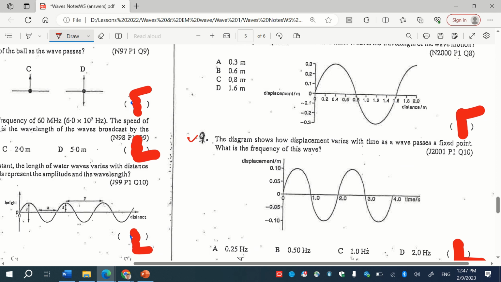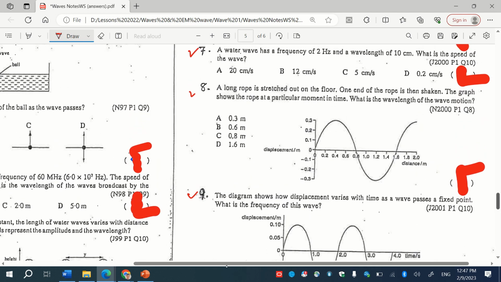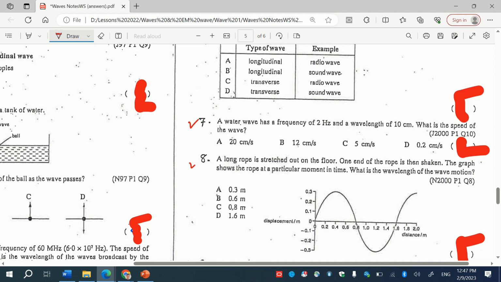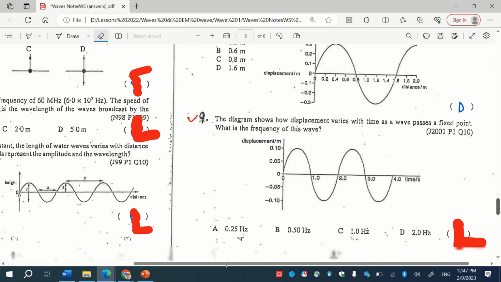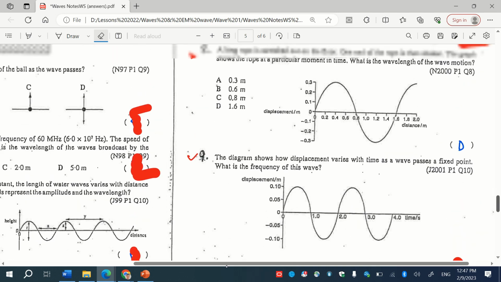Now don't always expect the question to come with a graph. The question can come in the form of a problem sum like question 7. Question 7 is one example where they tell you frequency, they tell you wavelength, find the speed. Very straightforward. So you can pause here, try these few questions, then check my answer. I'll review the answer to you. You can do all the MCQ up to question 9 first.